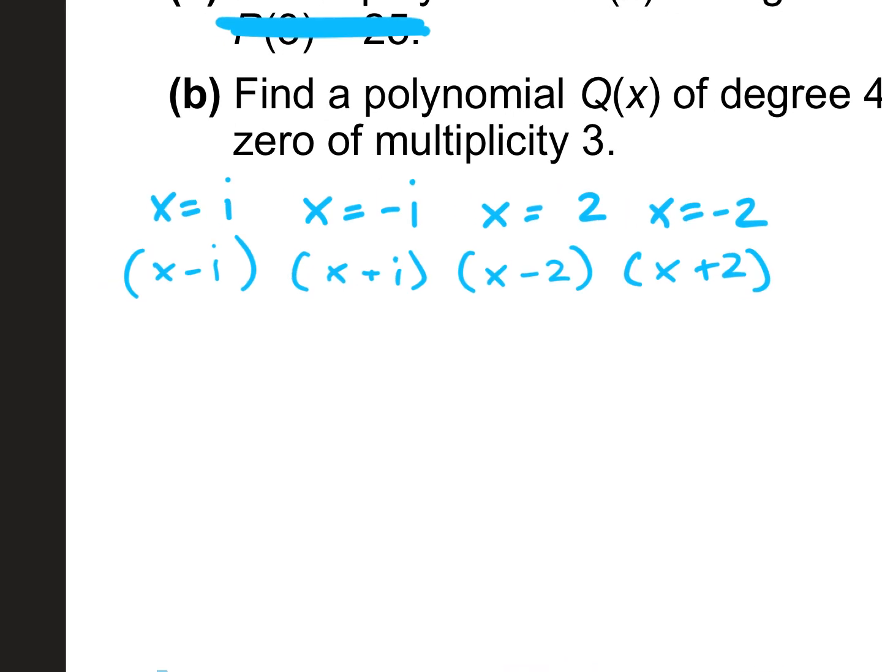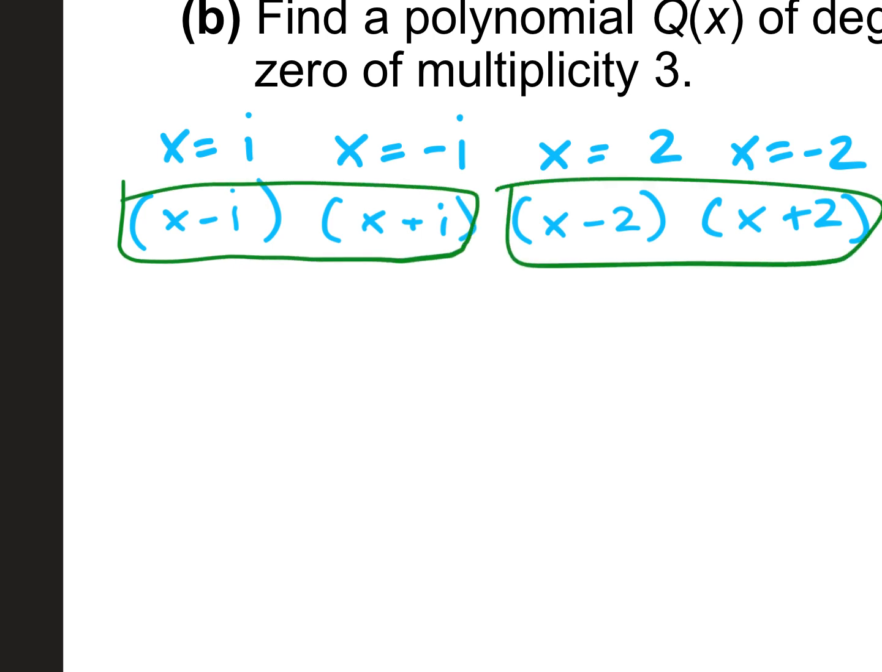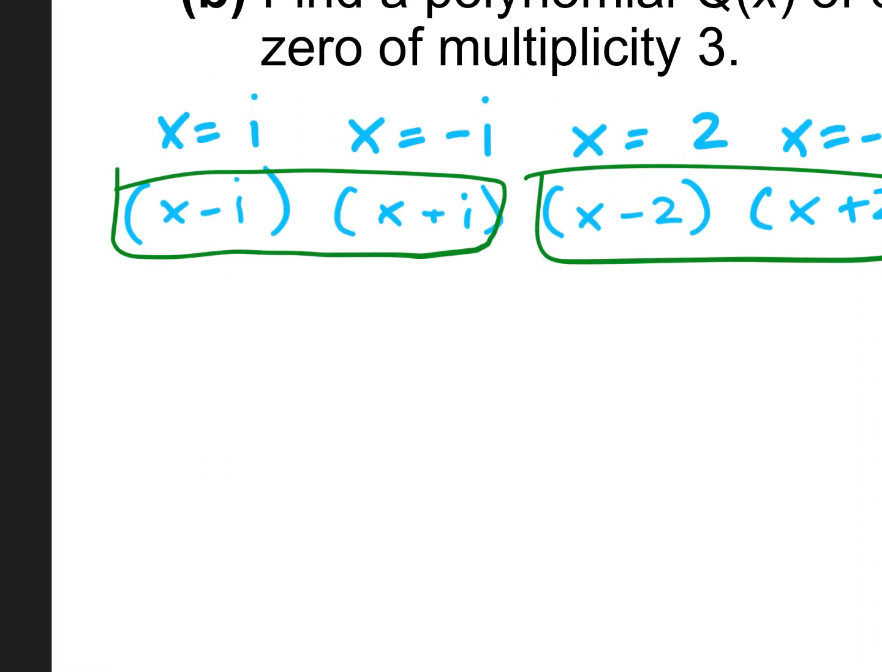FOIL. We want to multiply it out. So I'm going to start by multiplying the conjugates together because it'll make our work a little bit easier. If you ever have the same numbers with opposite signs, or conjugates, you want to start by multiplying those. So we're going to FOIL these out. So we get x squared.